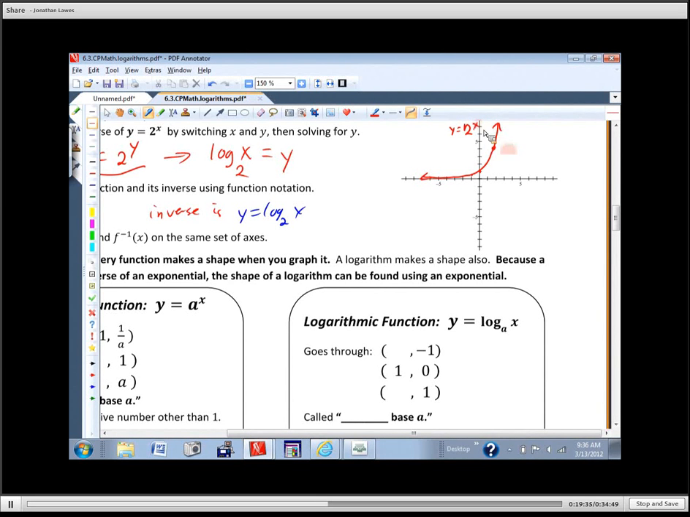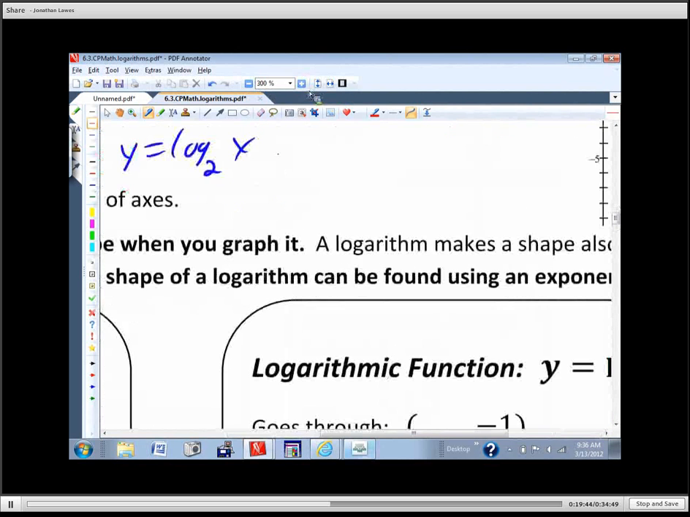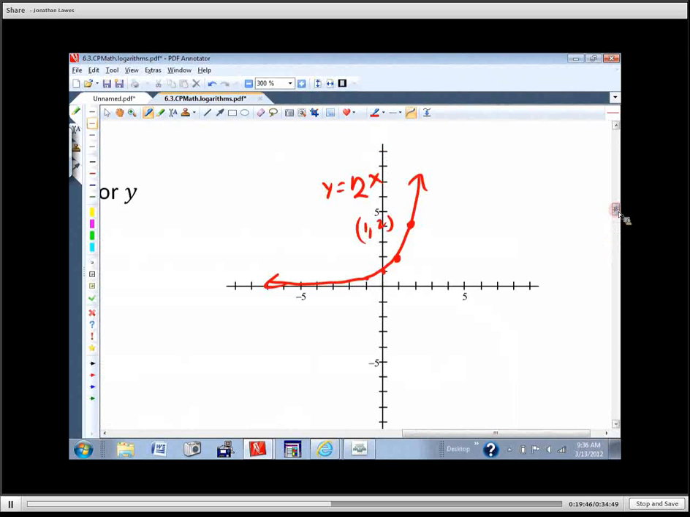This point right here, let's do this one right here. That point right there is, let's see, 1, 2. This point right here is 0, 1, and this point is -1, 1/2. What's the horizontal asymptote? 0. Y equals 0 is our horizontal asymptote. Okay, any questions? Okay, now we're going to graph this.